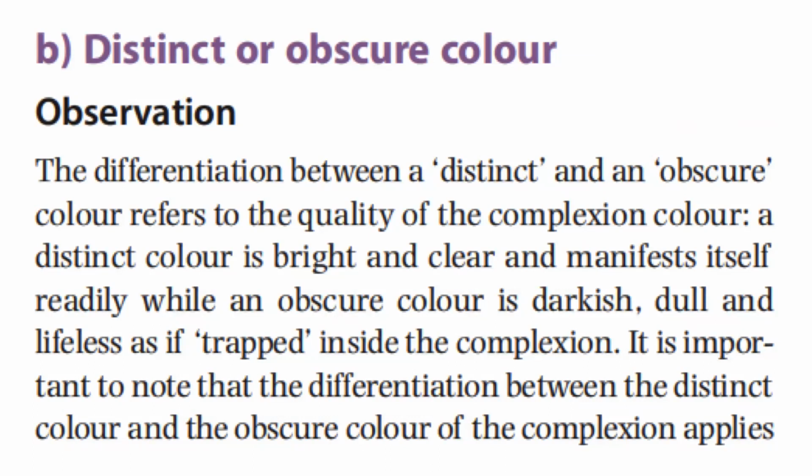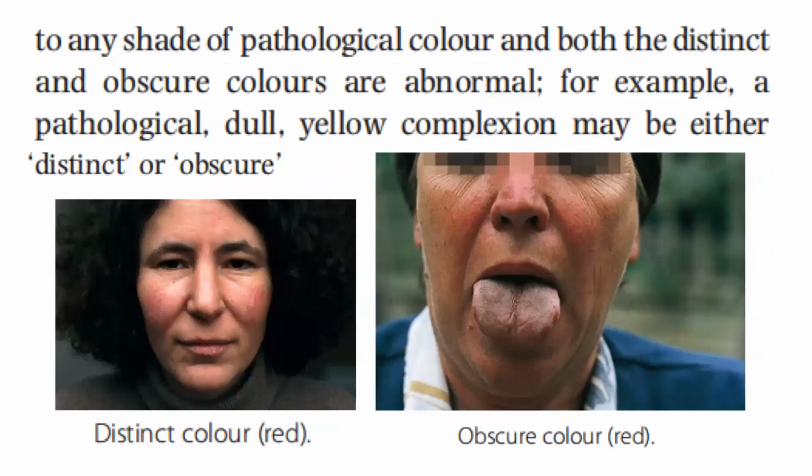It is important to note that the differentiation between the distinct color and the obscure color of the complexion applies to any shade of pathological color, and both distinct and obscure colors are abnormal. For example, a pathological dull yellow complexion may be either distinct or obscure.